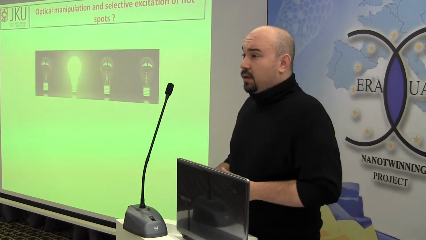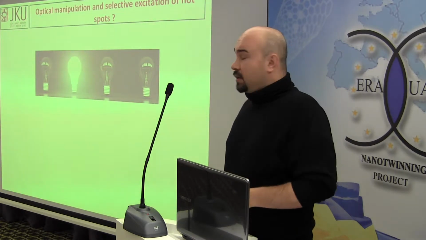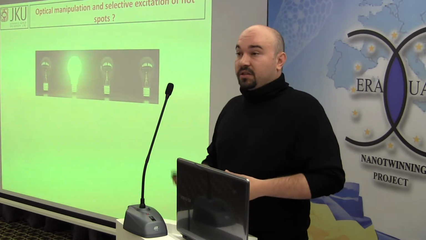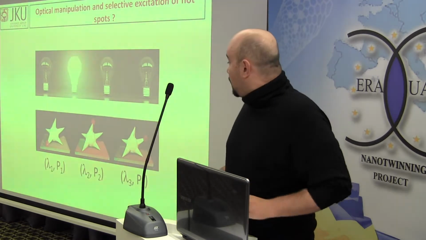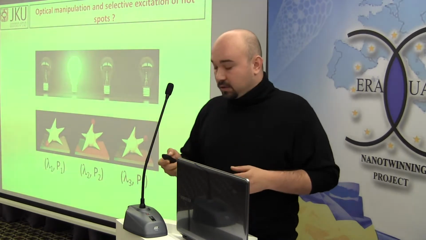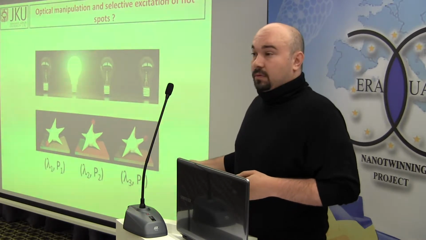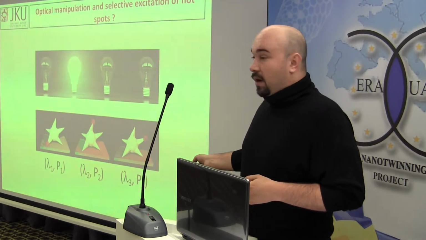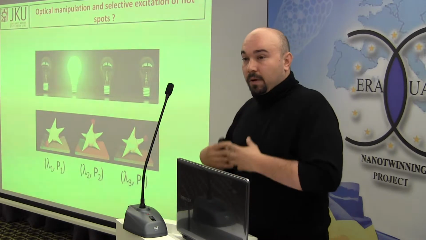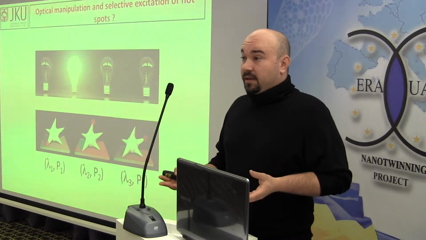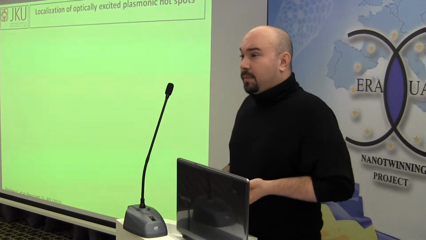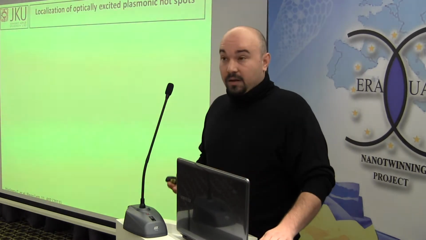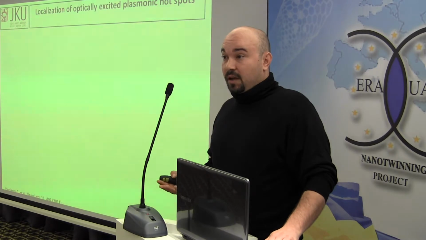What we wanted is to take these nanostars and, due to the asymmetric structure, just excite one hotspot at a specific tip. So in principle, by choosing the polarization and the wavelength, we wanted to excite, for example, this hotspot or this one, and so on. But when we started to have this idea, there was a difficulty. There was no experimental evidence that the hotspots are indeed located at the tips of the nanostar.